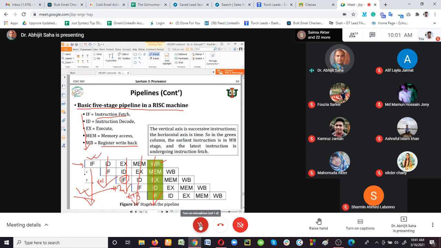For all the cases, you can see that the second instruction is in memory access. The third instruction is executing, the fourth instruction is in ID, and the fifth instruction is in IF. So the second instruction finishes here, the third instruction finishes here, then the fourth and fifth.